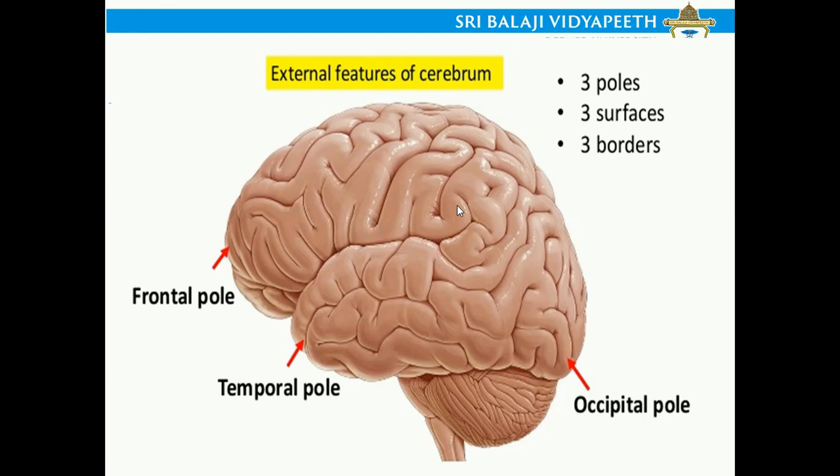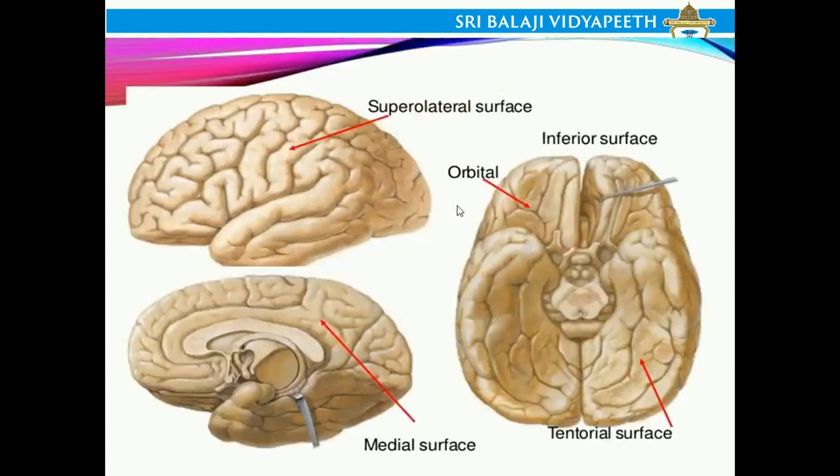And the base is the surface of the brain that faces the anterior, middle, and posterior cranial fossa of the cranium. That part of the brain facing the anterior, middle, and posterior cranial fossa within the skull is called the base of the brain. You can also call it the ventral surface. The supralateral surface of the brain can also be called the dorsal surface. Now let's go into the different surfaces, borders, and poles.